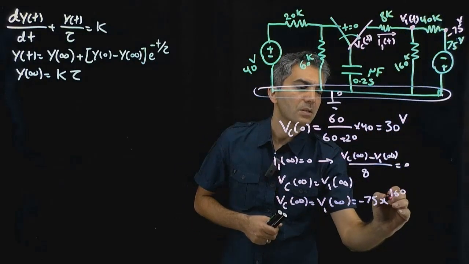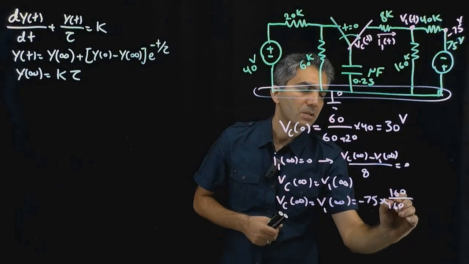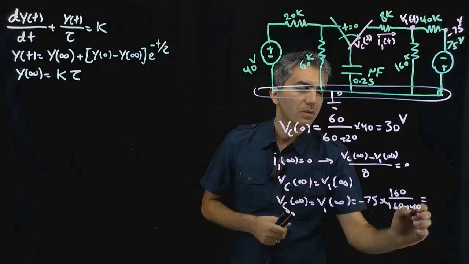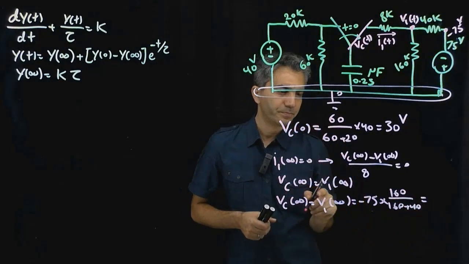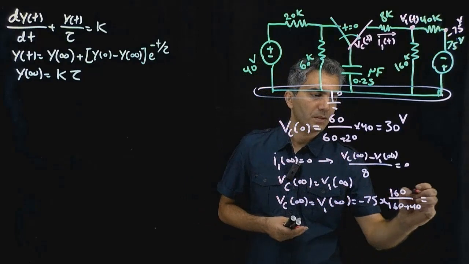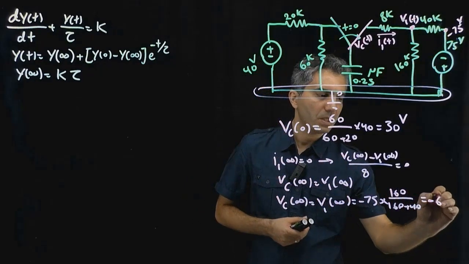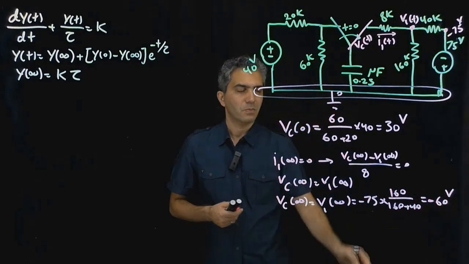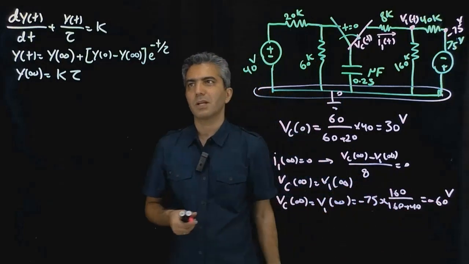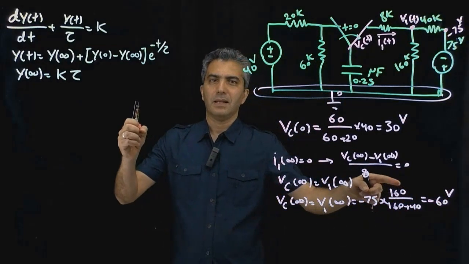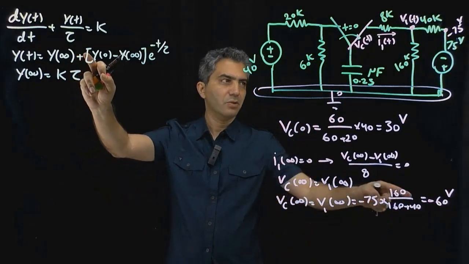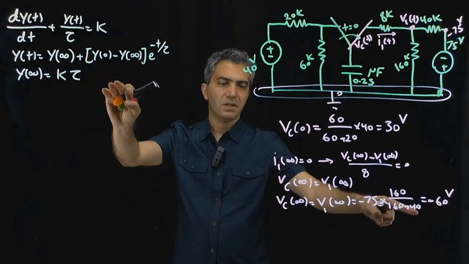That would be 160 divided by 160 plus 40, which is 200, and that turns out to be minus 60 volts, which, if you remember, is the same voltage that we calculated, but last time we actually didn't directly calculate this VC infinity.